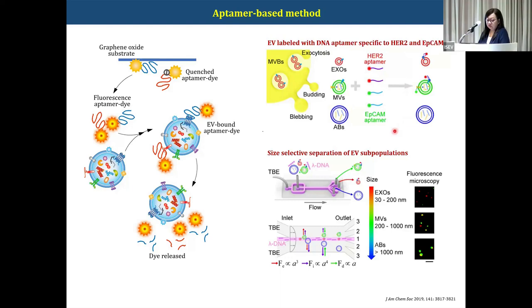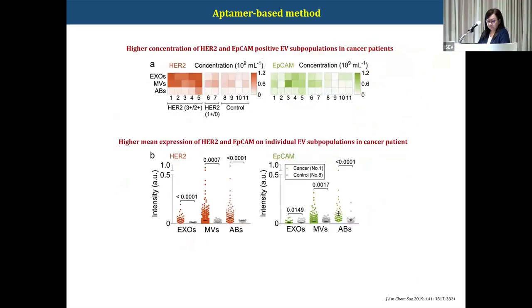The labeled EVs were subjected to size separation into small EVs, microvesicles, and apoptotic bodies. And the characteristics of these EV subpopulations were validated in the study. And the fluorescent signals reflect the expressions of HER2 and EpCAM intensity. This assay was applied directly to the serum of breast cancer patients at different stages and healthy controls.